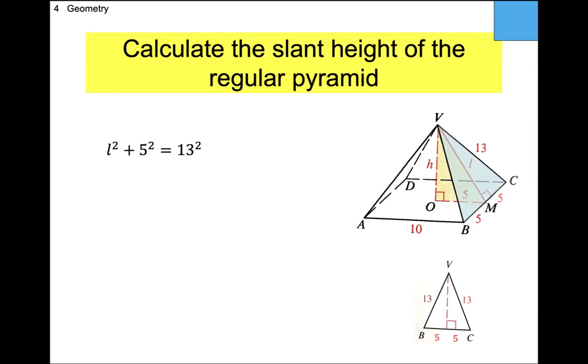Plus 5 squared is equal to 13 squared. Just do a little bit of algebra right there. Take the square root, and we get 12. So I now know the slant height was 12. So if you are given the base edge and the lateral edge, or the lateral face edge right there, then it's a simple yank off one of the triangles, it's isosceles, do a little bit of Pythagorean theorem, and that would solve it. So that's kind of like case number one.